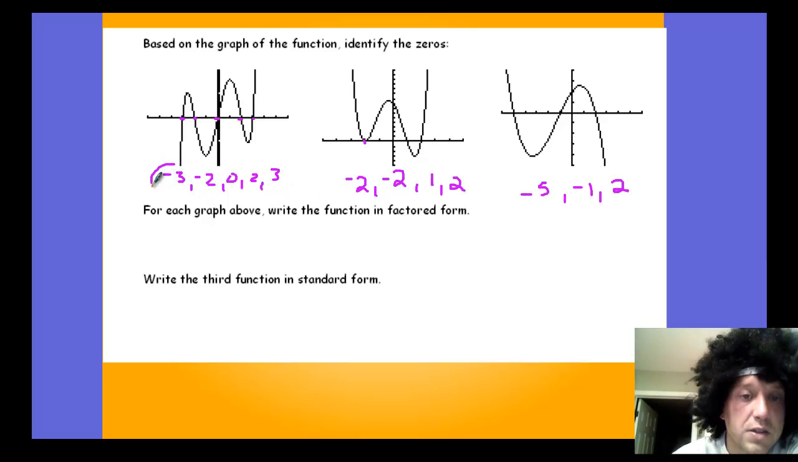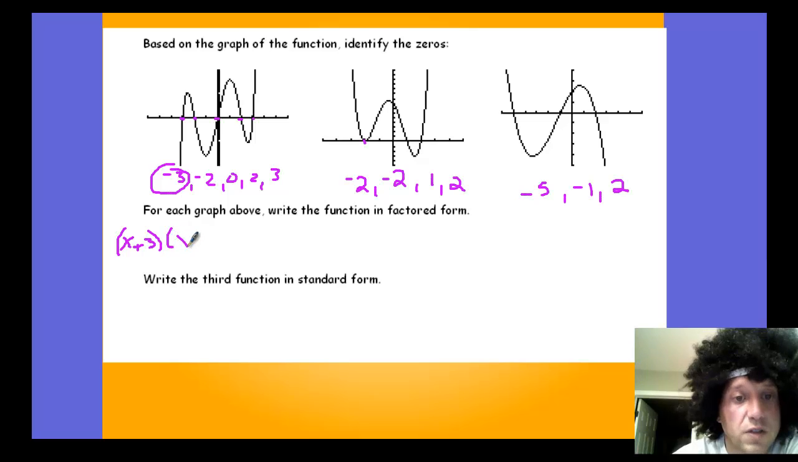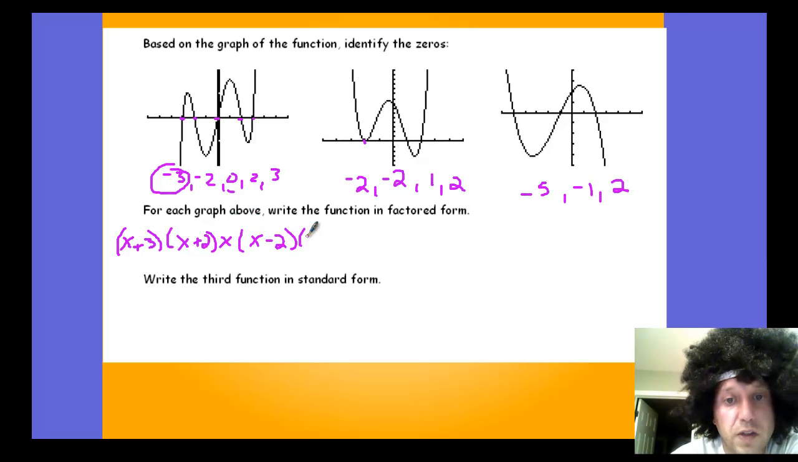So this 0, -3, comes from the factor of x plus 3. So we can write all these as factors. So x plus 2. 0 we can just write as x. And then 2 would be x minus 2. And then 3 is x minus 3. So these are the factors.